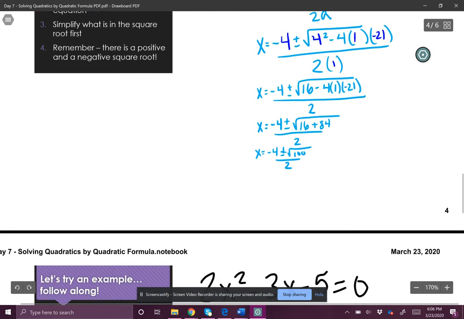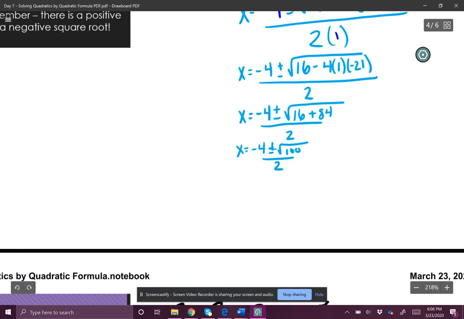So here's where we're going to separate the problem into 2 different parts, okay? We're ready to do so. We simplified what's underneath the square root symbol first, and now we're ready to write our 2 possible roots out. And this is kind of why solutions can also be called roots. We're going to have x equals -4 plus the square root of 100 divided by 2, or we're going to have x equals -4 minus the square root of 100 divided by 2.